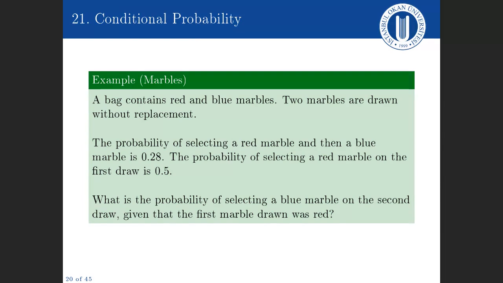So, for example, a bag contains red and blue marbles. 2 marbles are drawn without replacement. In other words, we take 2 of the marbles out and we don't put them back in the bag. The probability of selecting a red marble and then a blue marble is 0.28. The probability of selecting a red marble on the first draw is 0.5. What is the probability of selecting a blue marble on the second draw? Given that, in other words, if we already know that the first marble drawn was red?